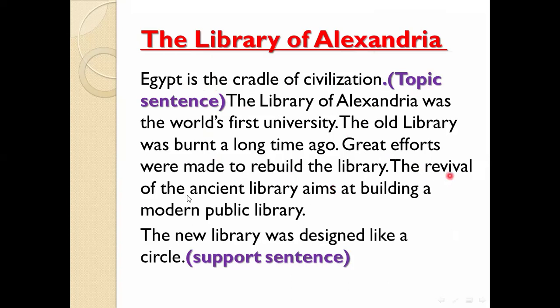The revival of the ancient library aims at building a modern public library. The new library was designed like what? Like a circle. We always see the Library of Alexandria is like a circle. If we watch it on TV or on the net, you can see the library designed like that. All these sentences are called support sentences.